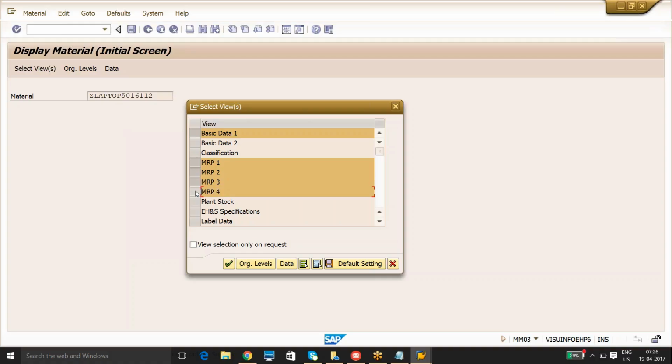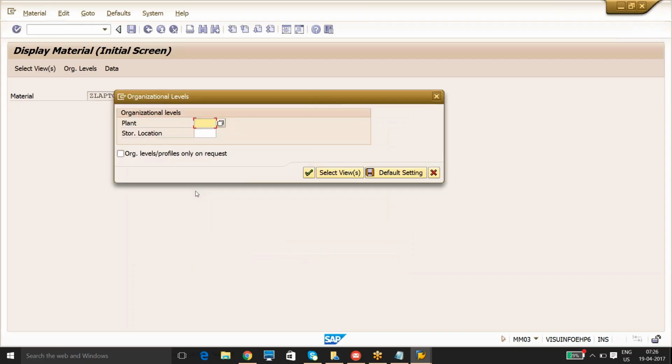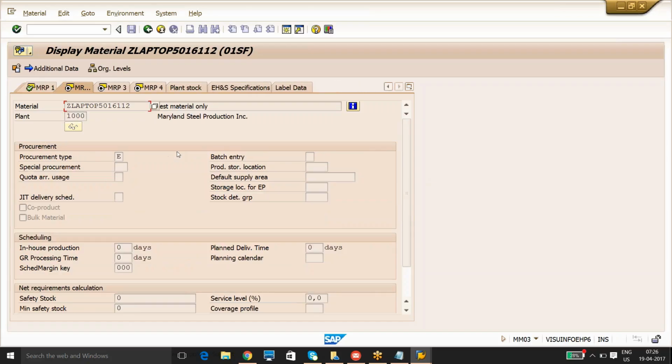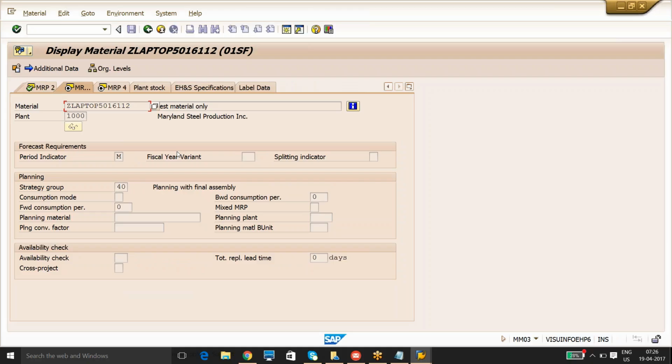So I'm taking the same example where we discussed MRP1 and MRP2. We have discussed the procurement types, the special procurement usage and the schedule margin key, right? Today we are going to discuss the strategy group.